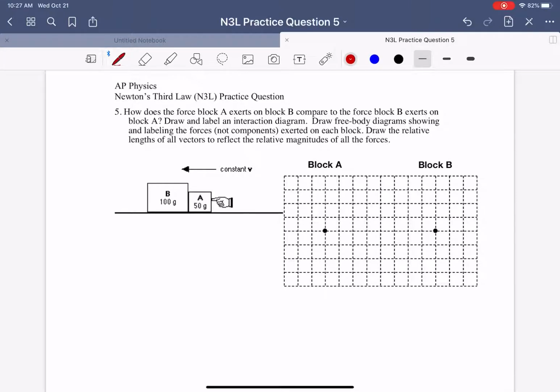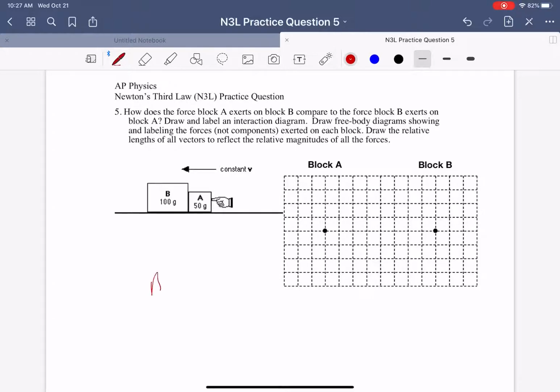Good morning. This is Miss Pollock, and I'm going to talk to you about Newton's third law today. So, this is a practice problem from your packet. It's number 5. First it says to draw and label an interaction diagram.